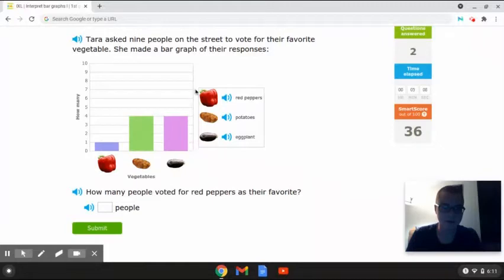So if we look here, this is the red pepper that's shown in the legend. And if we look on the graph, we count up 1. So only one person voted for red pepper as their favorite. So the answer for this problem is 1, because we took a look at the bar graph and also the legend and saw that there was only one person that voted for red pepper as their favorite. And that is how to solve this problem. So let's move on to the next one.